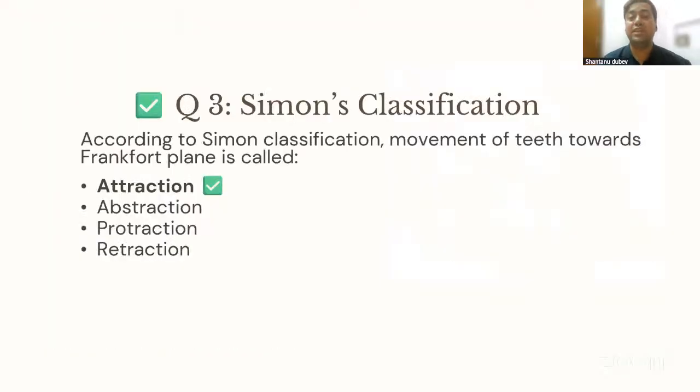The second question is, I would say, less connected to understanding the concept and more about factual information. The question is: according to Simon's classification, the movement of teeth towards the Frankfurt plane is called attraction, abstraction, protraction, or retraction. The answer is attraction, but you can utilize the understanding of the concept. I will tell you how.